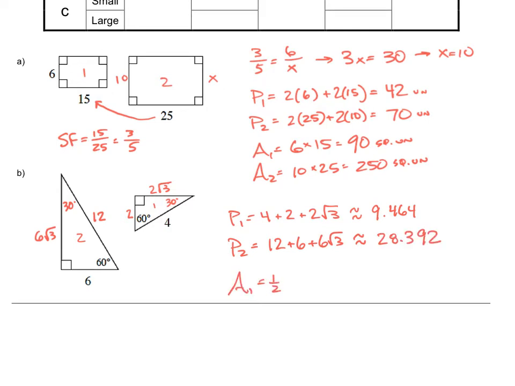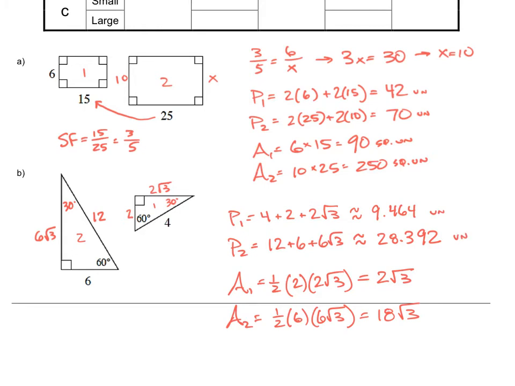Area of the first shape is 1/2 base times height. I'm going to do an exact value here. 1/2 times 2 is 1, and 1 times 2√3 is 2√3. Second shape has an area of 1/2 times 6 times 6√3. 1/2 of 6 is 3. 3 times 6 is 18, so that's 18√3. And again, these are units, and these are square units.